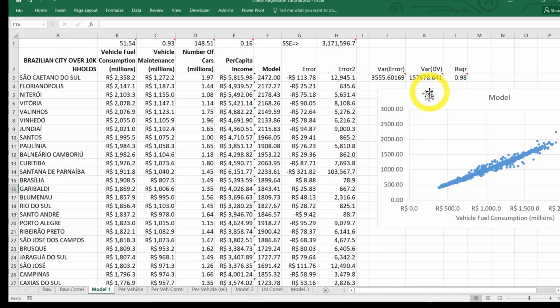Earlier on, we got 0.98. However, this 0.98 is misleading because we are double counting information in this regression. We're double counting information because vehicle maintenance and number of cars are correlated, and because vehicle maintenance and per capita income are correlated, and because number of cars and per capita income are also correlated.